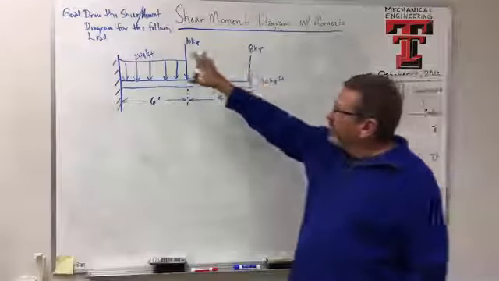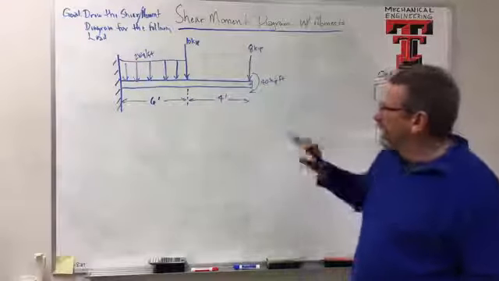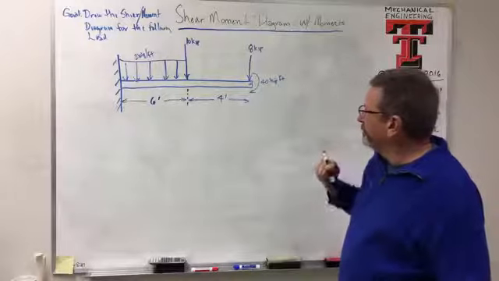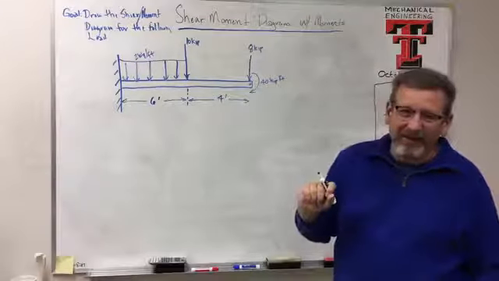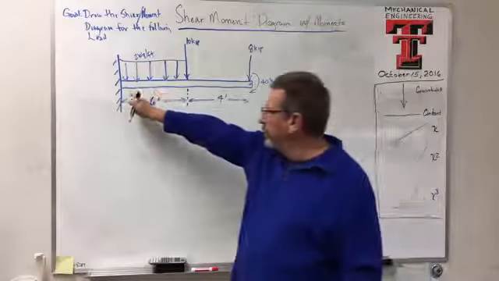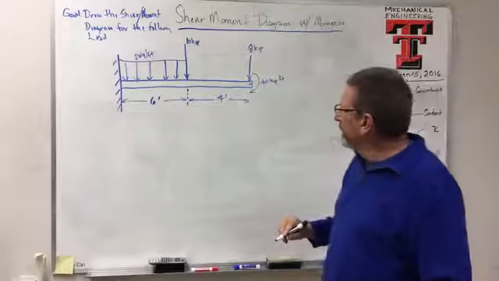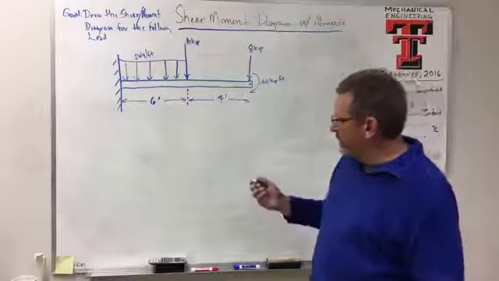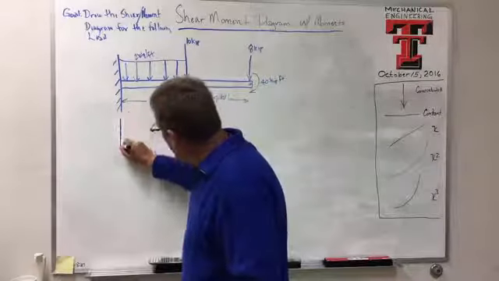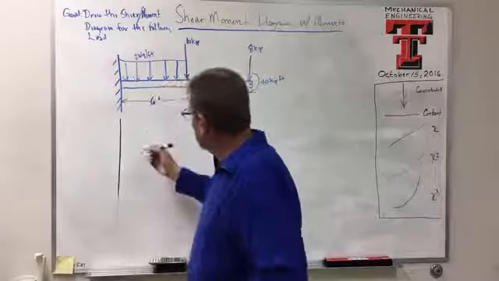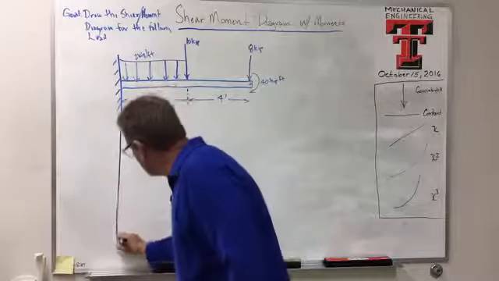So the problem statement here says draw the shear moment diagram for the following load curve. So I've got this load here. It's a cantilevered beam, so we have a fixed support over here. And we're going to have to draw a shear moment diagram for that. So I'm going to just draw a line here. Okay, my pen quit writing there.